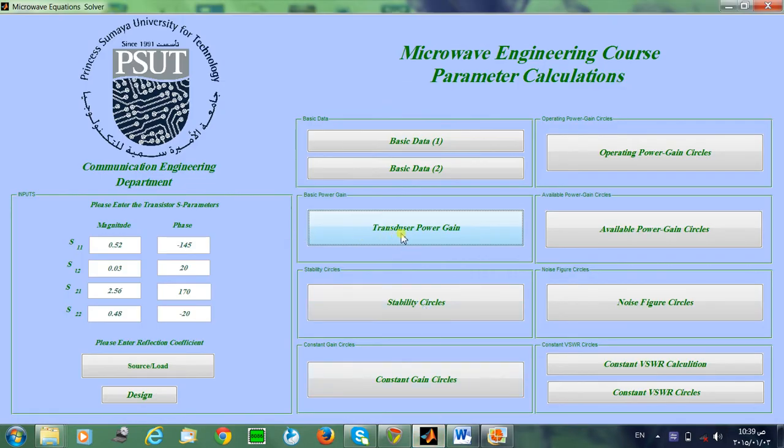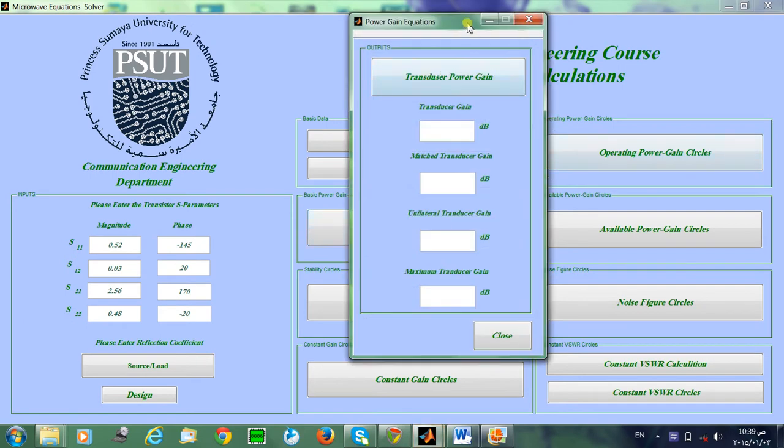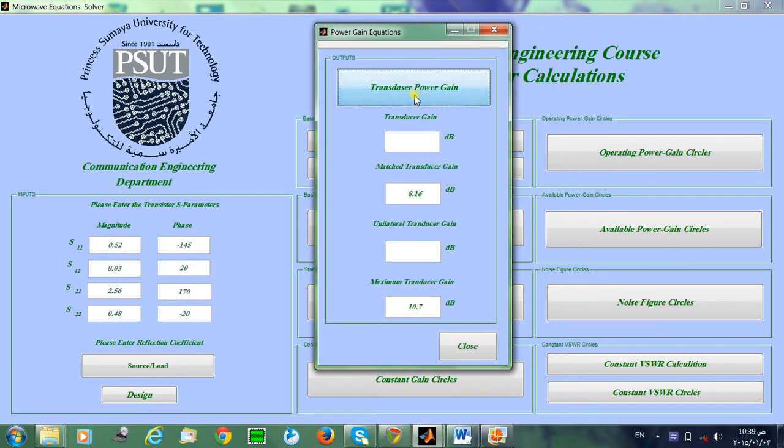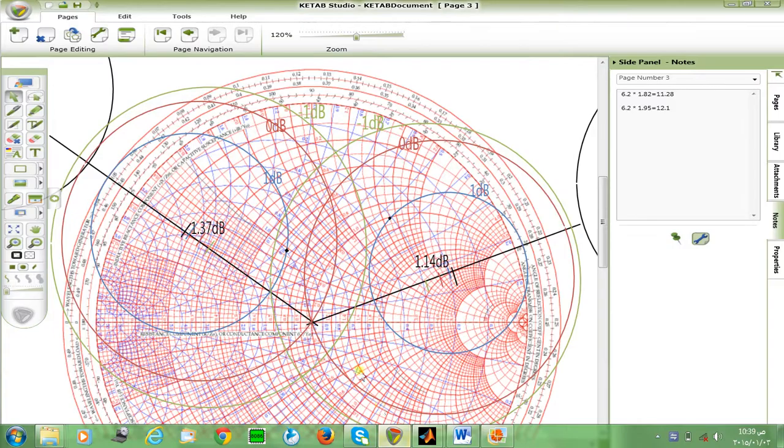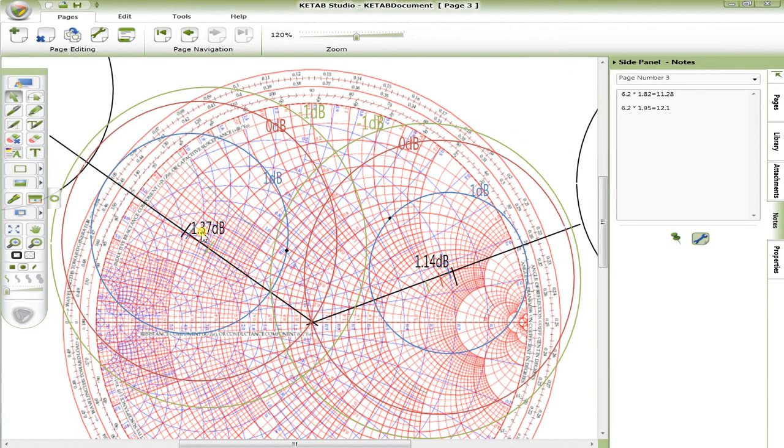If we press on transducer power gain on the calculator and we press on transducer power gain again, we get the matched transducer gain, which is 8.16, which is the maximum dB for the transducer. And then we have the maximum transducer gain for the entire circuit, which is 10.7. The way we get 10.7 is if we add 8.16 to the maximum gain we got from the S11 parameter, which is 1.37 dB at the input and 1.14 dB at the output.